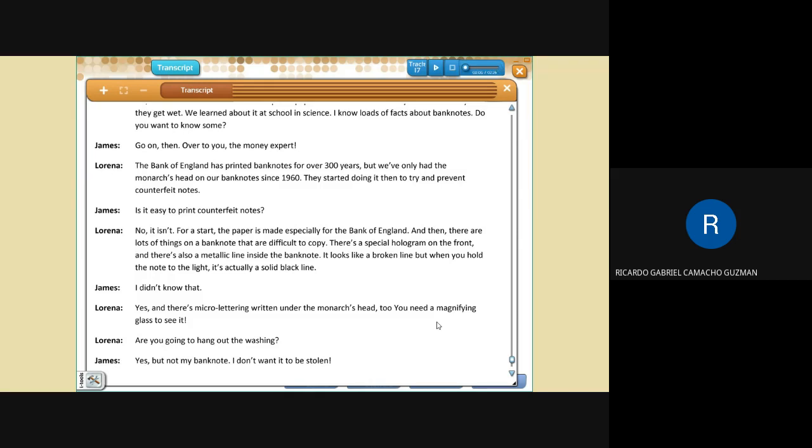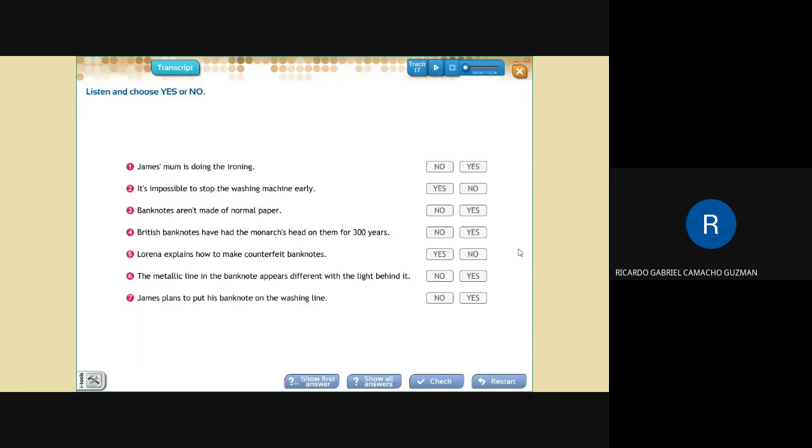Okay, so now is it clear? ¿Está más claro? Or not so much? Well, British people talk kind of weird. But anyways, the first one says James' mom is doing the ironing. What do you think? Yes or no?